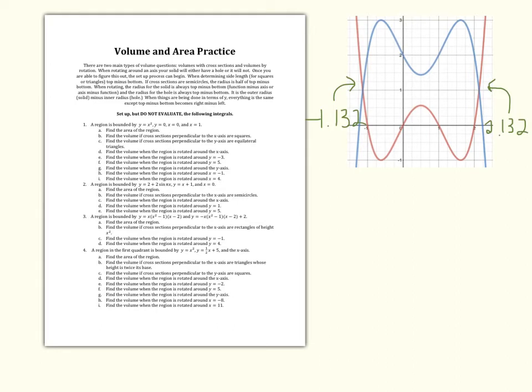Alright, so we want to find the area of this region. It's just going to be the blue function, which we're going to label these. Blue one's going to be f of x, and the red one will be g of x. So if I got them backwards, don't I?